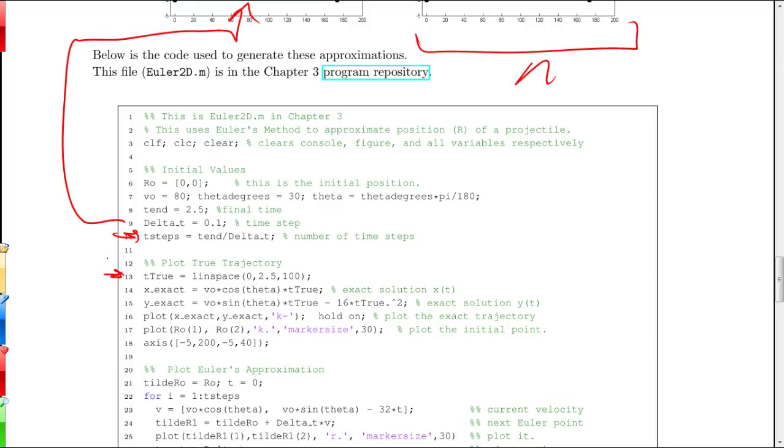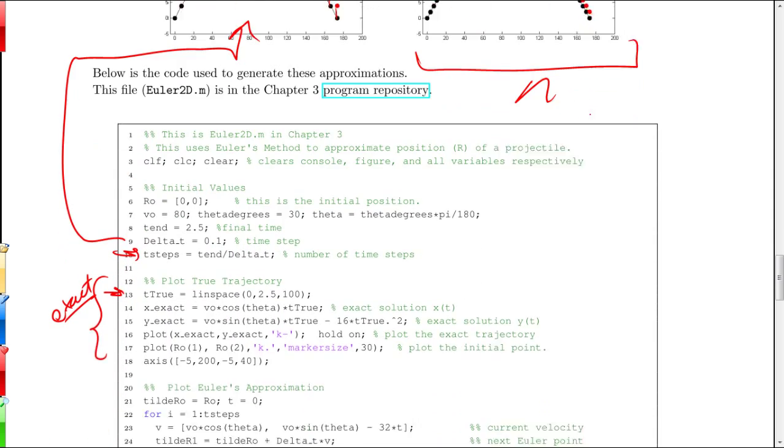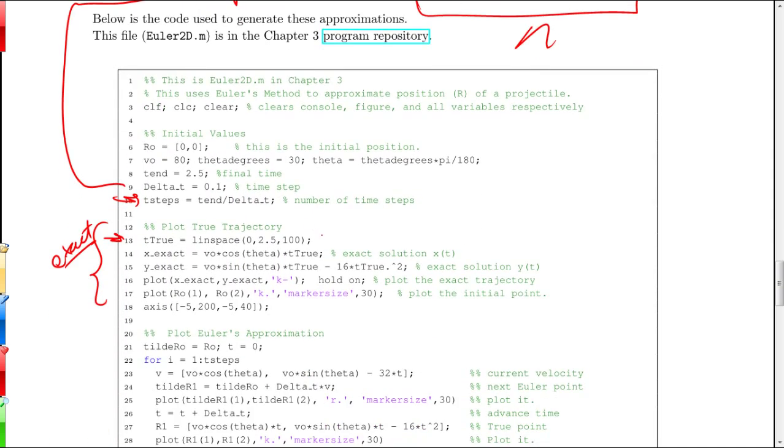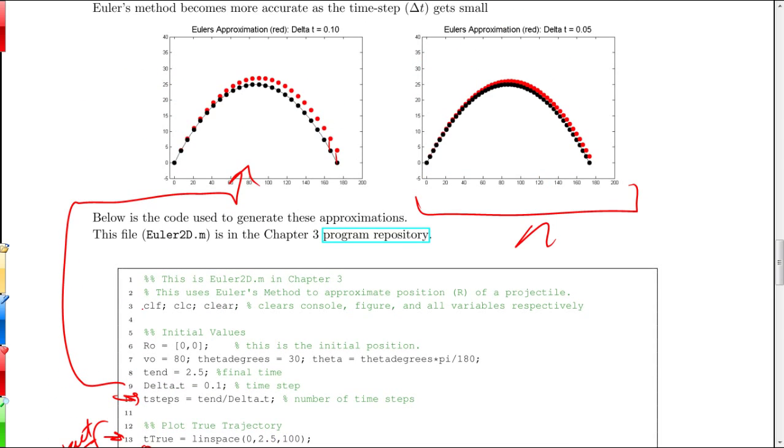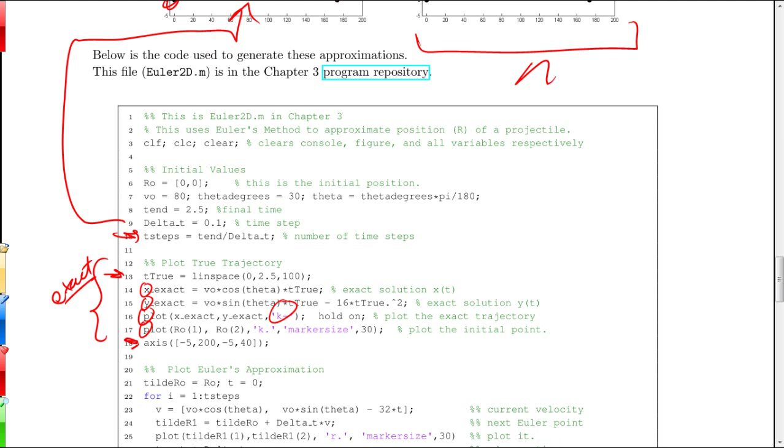Now, this part is the exact solution. This is the stuff in black up here, right? And the black curve is the same for both of these graphs and the one before it. So I let t go from 0 to 2.5. And then here's my x and y, and then I just plot it with my dashed line, right? And then I'm going to plot the original, this first point, with a black dot. And I fix my axes.